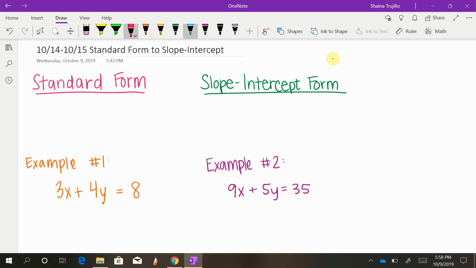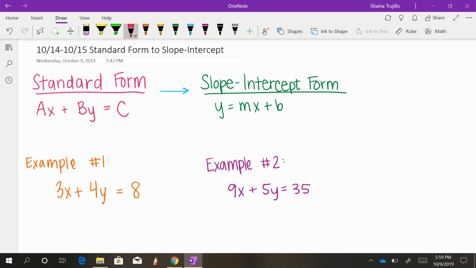Okay, so today we're going to be talking about moving from our standard form to our slope-intercept form. Now we already know that our slope-intercept form is y equals mx plus b. We've been working with that quite a bit the past few weeks. However, we also have another form that equations will be in. It's called our standard form, and it is in the form ax plus by equals c.